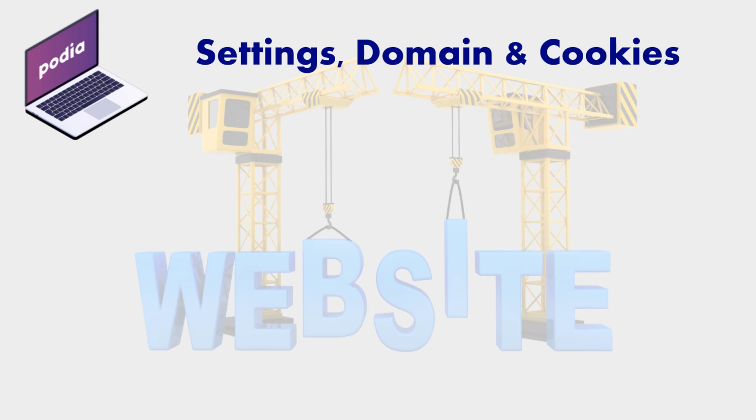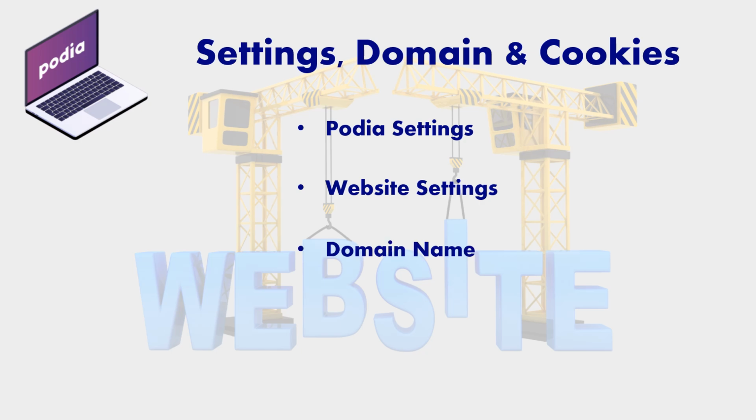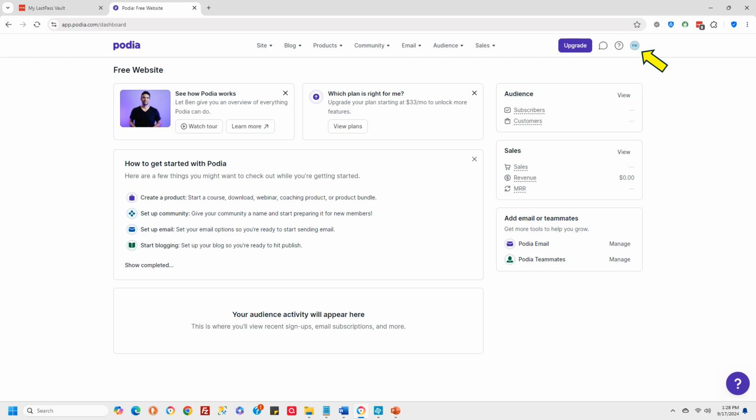In this class, we will review the Podia settings, the site settings, how to set up your domain name, and how to handle cookies. This class probably should have come before discussing website design, but I wanted to get into the exciting part first. In the upper right is a blue circle with the initials FW. The FW are the initials of the name we assigned to the website, free website. If you named your website something else, the initials will be from the name you assigned to the website.